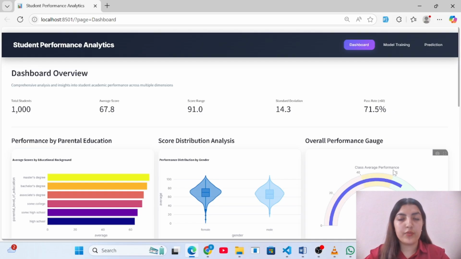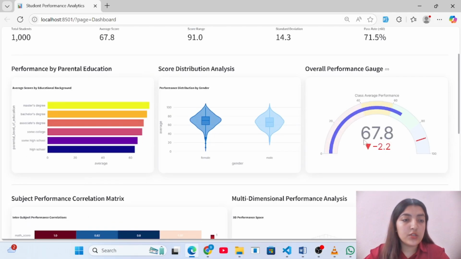So I'm going to show you my dashboard. You can see this is the student performance dashboard. In the dashboard overview, you can see the 1,000 students and the average score is 67.8, and the score range is 91. Standard deviation is 14.3, and the pass rate is 71.5%. At first I'm going to show you the performance by parent education bar chart.